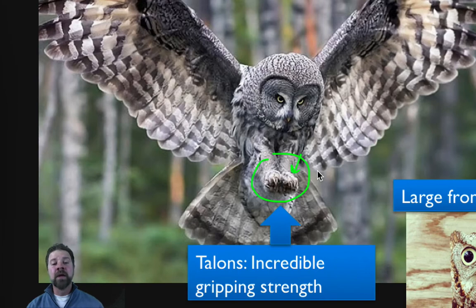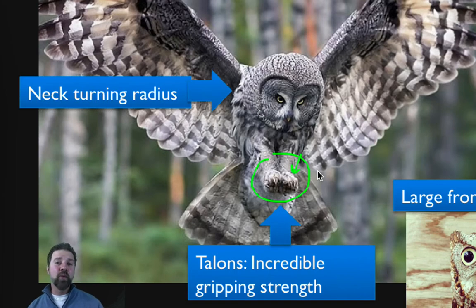Let's also talk about the way owls turn their heads. If you've ever seen an owl turn its head, it's quite impressive. It can almost turn its head around between 270 and 360 degrees. So it has a great deal of scanning capability when it's looking around for prey to hunt.